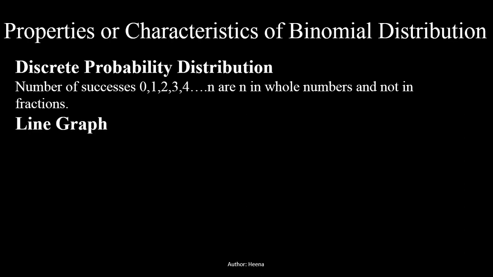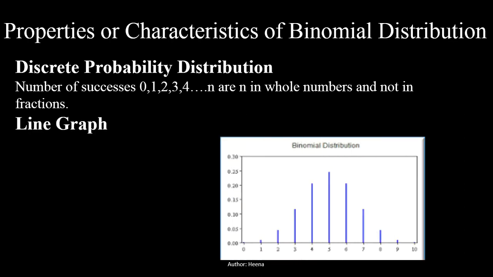The second one is the line graph. Here in the graph, we can see the symmetry in the left and right side. And this is possible only if p and q are equal, or in other words, p is equal to 1 by 2 and q is equal to 1 by 2.